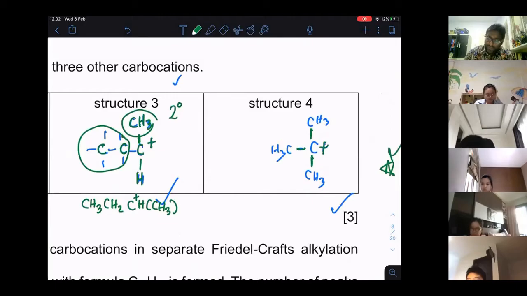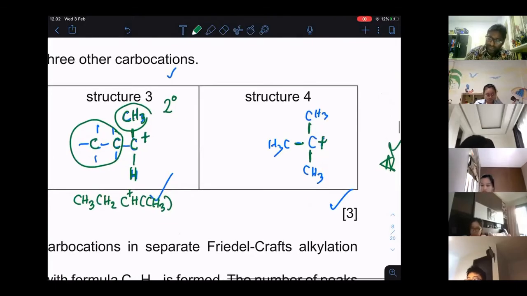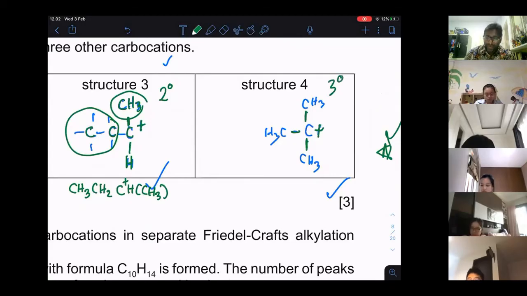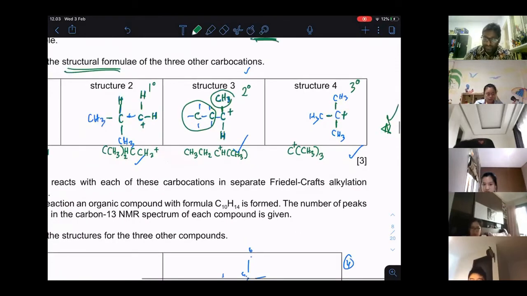Okay, so this one, if I look over there, is going to be a tertiary carbocation. So if I just put down the structural formula, it will be C, then bracket CH3, 3, and then positive here. Okay, these are the possible 3 carbocations that you will get. You need to write down in structural form.